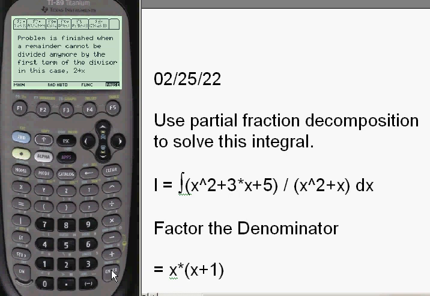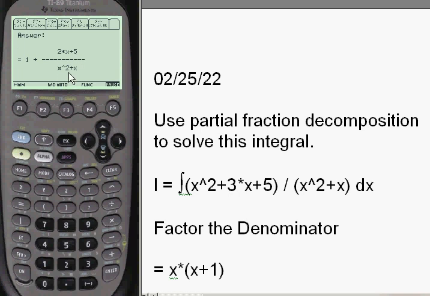And of course, when you can't divide the x squared into the remainder anymore, then you're finished with the problem, really. So here's the answer: 1 plus 2x plus 5 over the divisor here, x squared plus x.